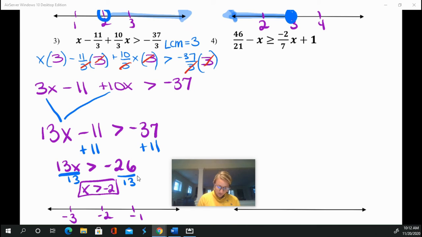So make sure your number line is increasing, meaning going from smallest to largest. Negative 2 is not included, so it would be open at negative 2. All values greater than, so we shade to the right.